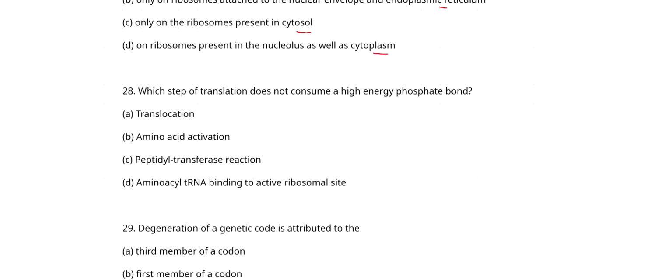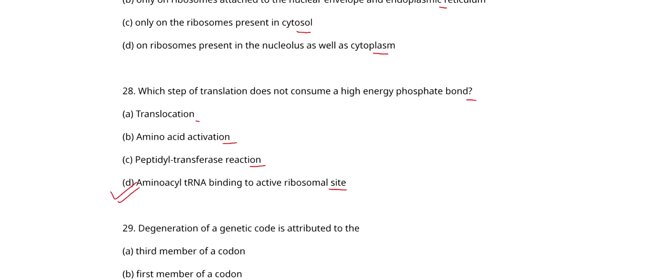Which step of translation does not consume a high energy phosphate bond? A. Translocation, B. amino acid activation, C. peptidyl transferase reaction, and D. amino acid tRNA binding to the active ribosomal site. Answer will be D, that is amino acid tRNA binding to the active ribosomal site.